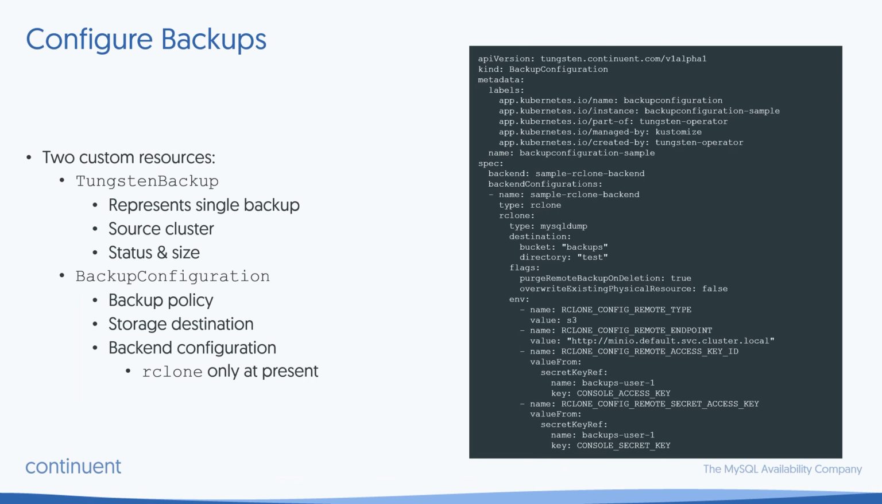Okay, on to backups. So you have 2 custom resources, Tungsten Backup, which represents the single backup, source cluster, status, size, etc. And then we have the actual backup configuration itself, the policy, the storage destination, and then the backend configuration. At the moment, our clone is the only supported backend configuration. Do keep checking the documentation. If that changes, then that will be updated as we go. And obviously here we have an example of that backup configuration.